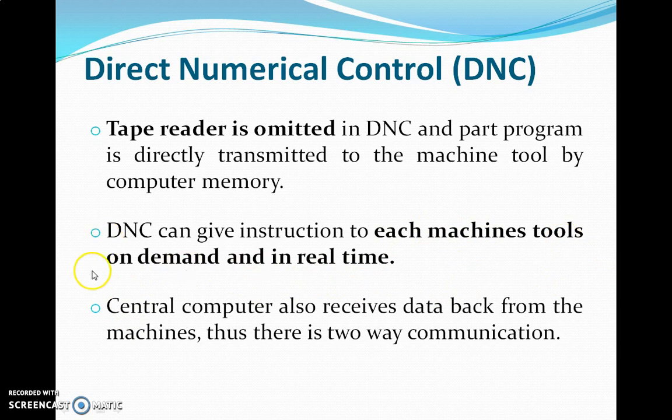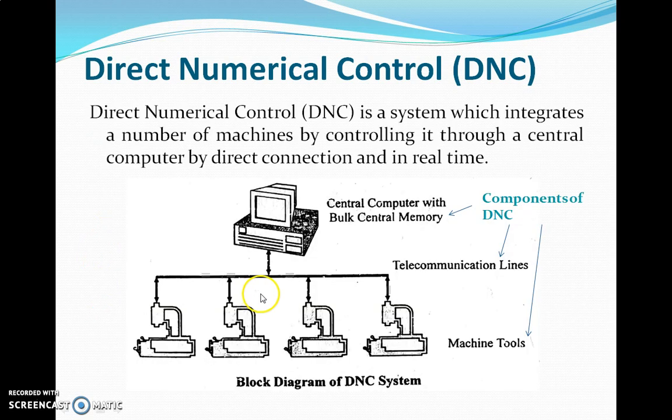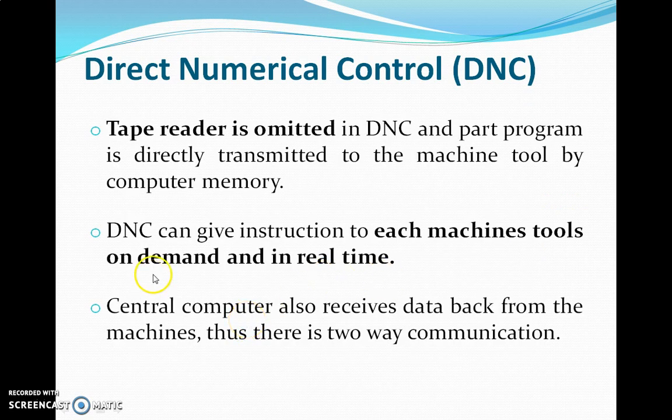That means if a machine is under idle condition, I can give a task to that machine. It doesn't mean that once I start giving operations to all the machines, I cannot stop an operation at any time. These things are happening in real time. So I can change the orders, and I can change the production process happening on a machine at any time, on demand, and of course in real time.